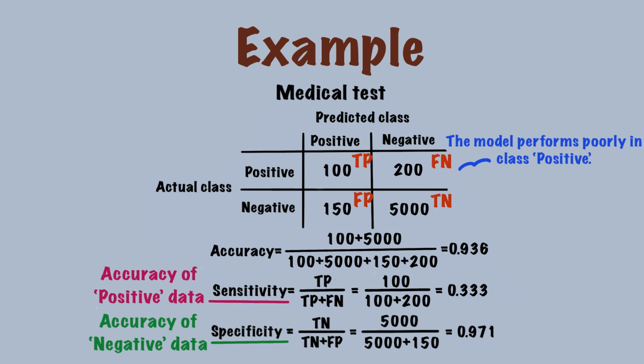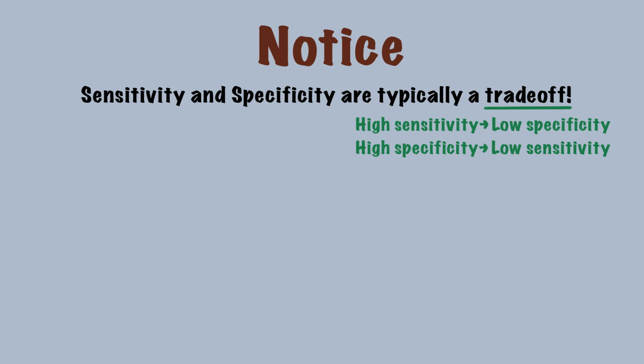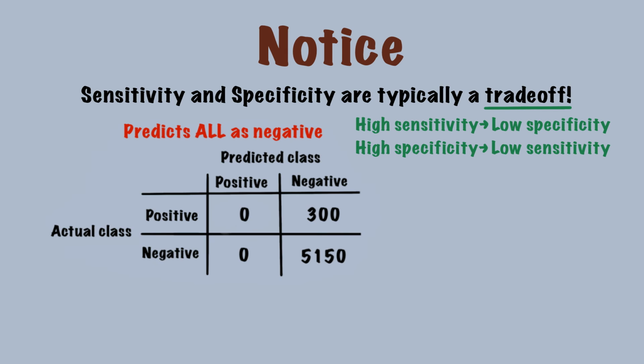This brings us to the next topic, the trade-off between sensitivity and specificity. By trade-off, we mean that high sensitivity often represents low specificity, and high specificity often represents low sensitivity. Let's look at an extreme. Suppose we classify all people as healthy in a medical test, then we get a confusion matrix like this. The false negative is 300. That is, people who have disease but are classified as healthy. And the true negative is 5150, which is the number of healthy people.